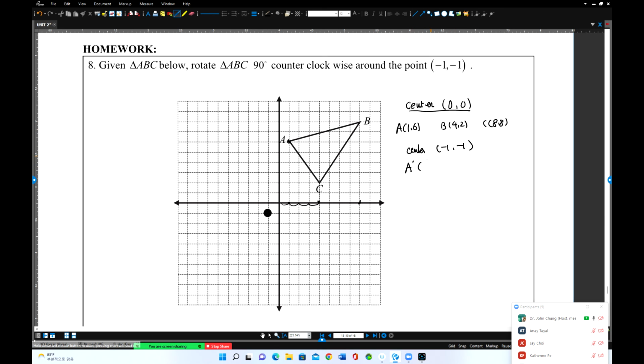Negative 1 minus negative 1 is 0. 6 minus negative 1 is 5. B prime, negative 1 is 3. 2 minus negative 1 is what? 2 minus negative 1 is 1. Is that okay?